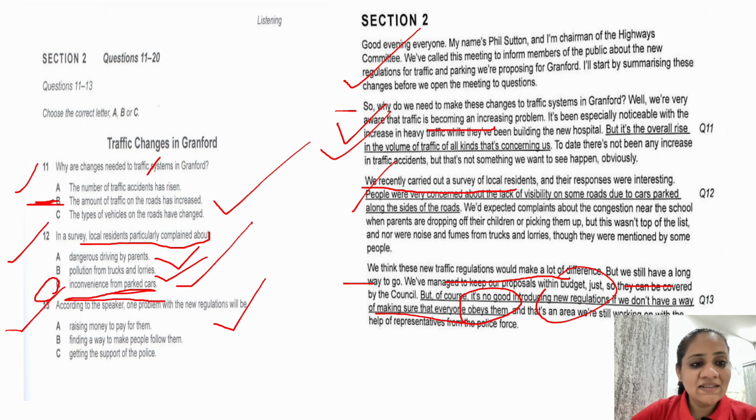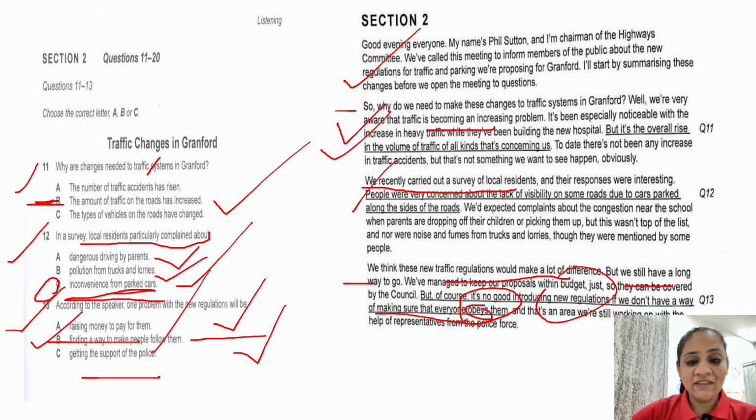So here, what's the answer? B is the answer. Why? Because raising money to pay for them is not given. Getting the support from the police, they are not talking about the police. They are focused on finding a way to make people follow them. Obey and follow are both synonyms. So when you can find this kind of synonym together, that should be the answer. So the answer is B for 13.